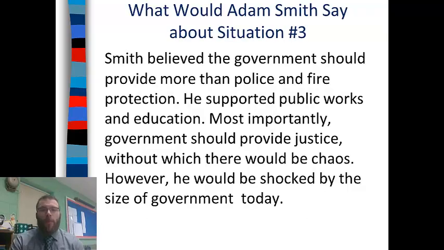Contrary to what most people would think, based on what we know about capitalism, Smith did believe the government should provide more than just police and fire protection. Okay? He supports public works like roads and telephones and waterworks, and he does also support education. He believes over anything, and just like most Enlightenment philosophers believe, the government should provide justice. Without it, there's no really true freedom, and there is just chaos. So even though he does support more than just police and fire, he does not want the government to be as large as it is today.